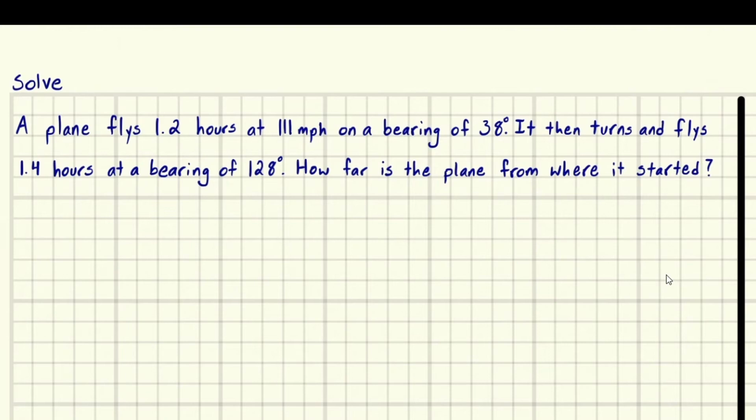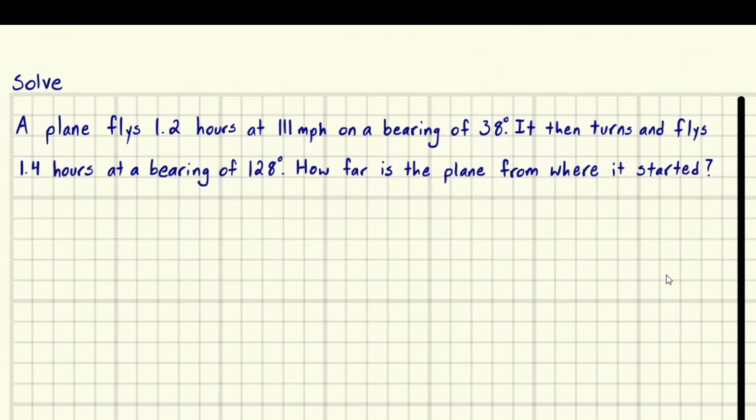Eric Burgess here. A plane flies 1.2 hours at 111 miles per hour on a bearing of 38 degrees. It then turns and flies 1.4 hours at a bearing of 128 degrees. How far is the plane from where it started?